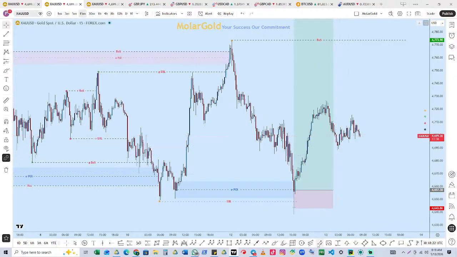Okay, in the 15 minutes, unfortunately, price went to candle 1. This is the reason why I don't call trades using 15 minutes, because the stop losses are very huge. This stop loss is around 200 pips. So I'll always wait, and then I'll call the trade in 5 minutes for you guys.